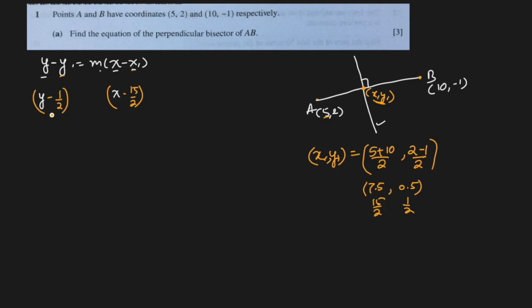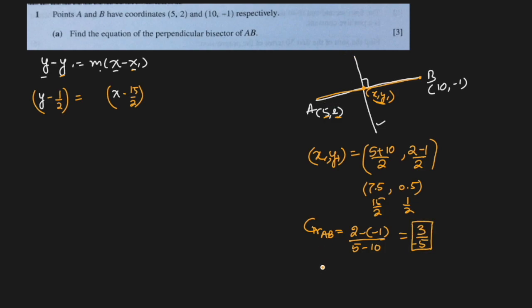What is left? m is left, and we don't know the gradient of this particular line. But what we can do is find the gradient of line AB. Gradient of AB will be y2 minus y1 divided by x2 minus x1. Let me take this as y2, 2. So 2 minus minus 1 over 5 minus 10. So we get here 3 over negative 5. This is the gradient of this line AB.